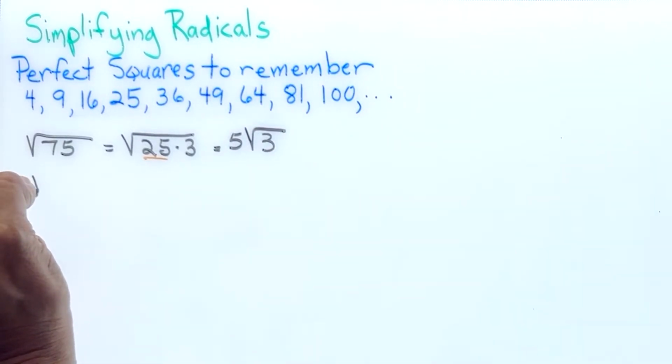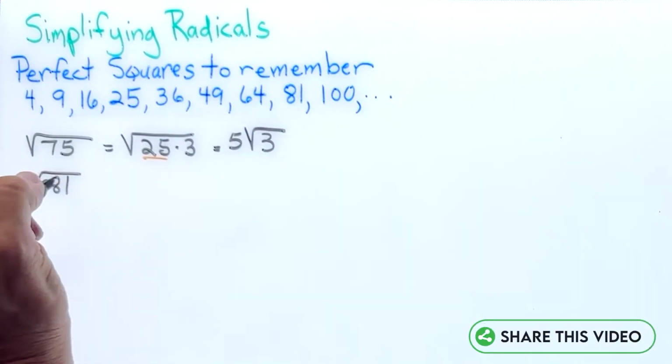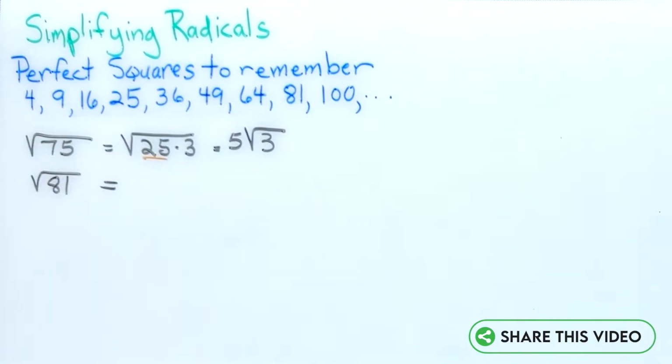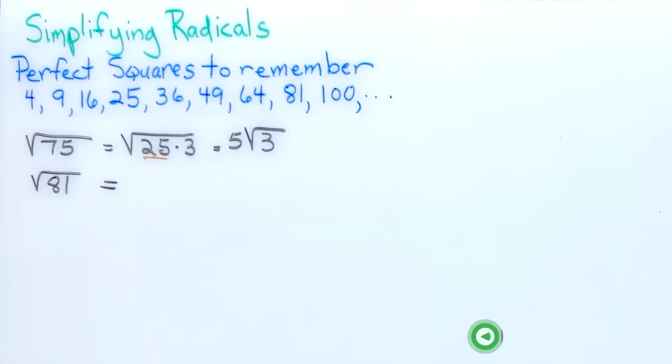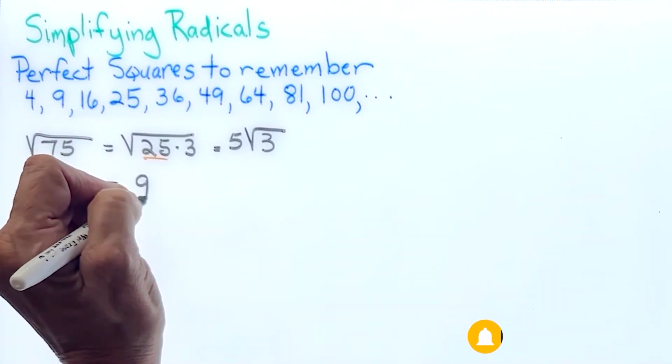Another one that here you will be able to simplify very easily, because the square root of 81, actually 81 is a perfect square. So the answer is 9.